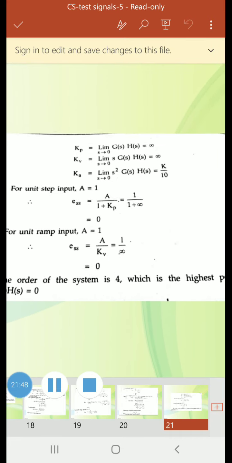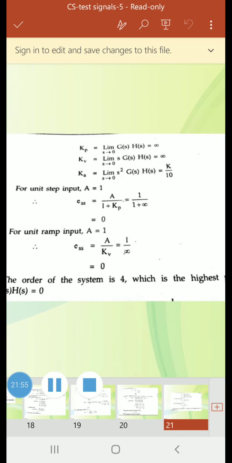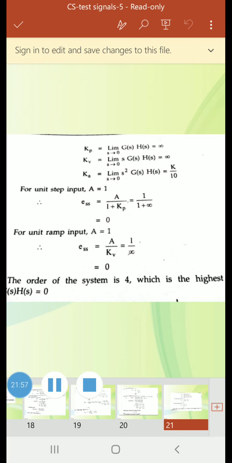Next, what is Kp? Limit s tends to 0, G(s) H(s) is equal to infinity. Kv is equal to limit s tends to 0, s G(s) H(s), which is equal to infinity. Ka is equal to limit s tends to 0, s square G(s) H(s), which will come equal to K by 10. For a unit step input, A is equal to 1. ESS is A divided by 1 plus Kp. Kp is infinity, so it is 1 by 1 plus infinity, which is 0.